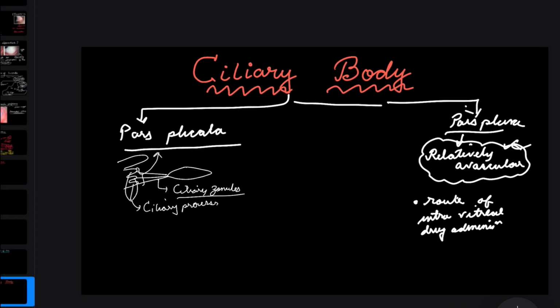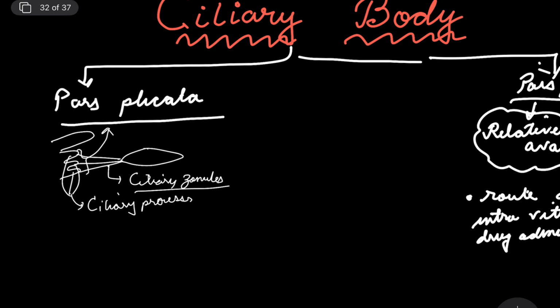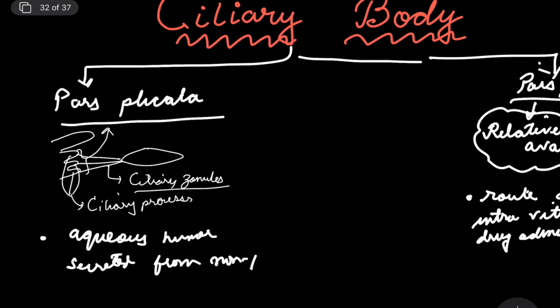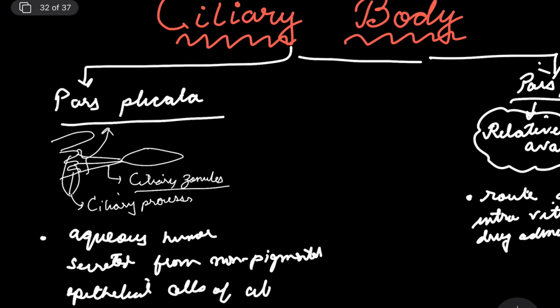That being said, what are the other functions of the ciliary body as a whole? Let me give a very, very important function of the pars plicata. See, I had just told that ciliary processes are part of the pars plicata. Well, if you remember, the aqueous humor present in the anterior segment of the eye is secreted from the non-pigmented epithelial cells of the ciliary processes. Very, very important. So the ciliary processes are the structures which secrete aqueous humor. Very, very important function.